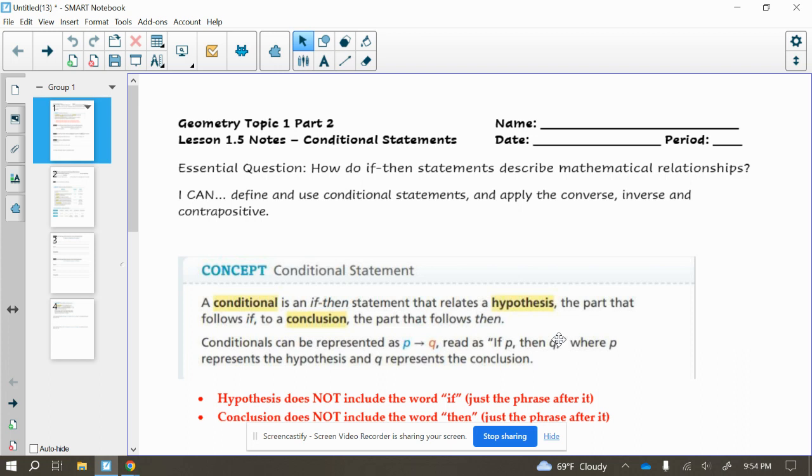Everyone, and welcome to lesson 1.5. Today we are going to talk about conditional statements and how to apply the converse, inverse, and contrapositive of them.